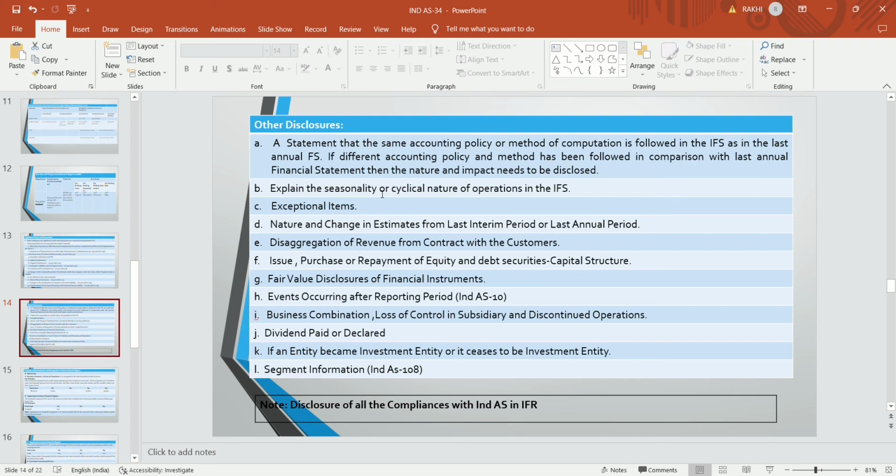Segment information as per Ind AS 108 is also required. So disclosure of all the compliances with Indian accounting standards is required to be disclosed in the interim financial report. Means all the standards compliances are required to be disclosed.